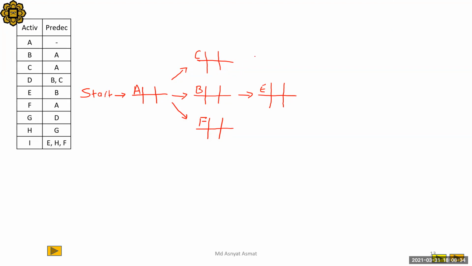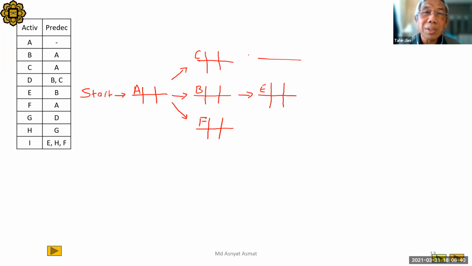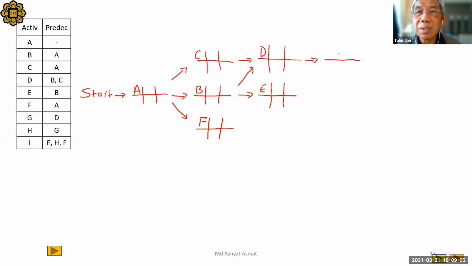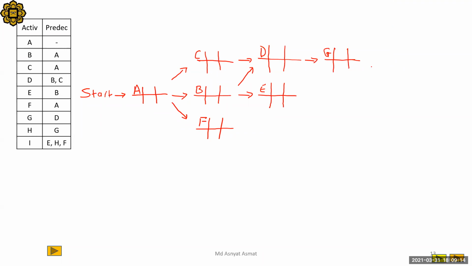D is after B and C. I think best to write here because we need B and C. So D is after B and after C. Then G. G is after D. H is after G.